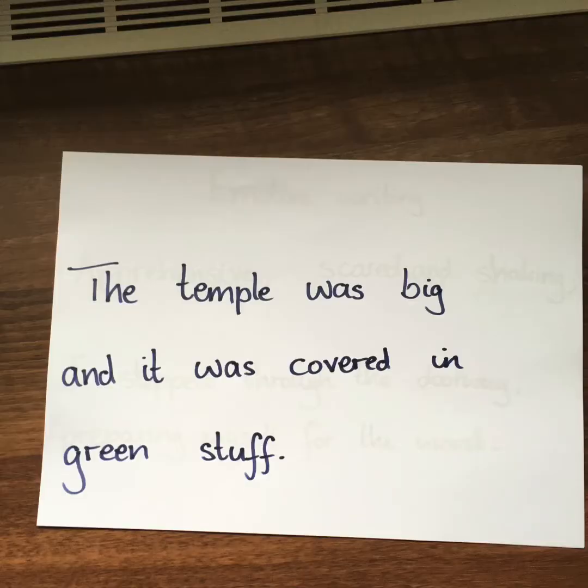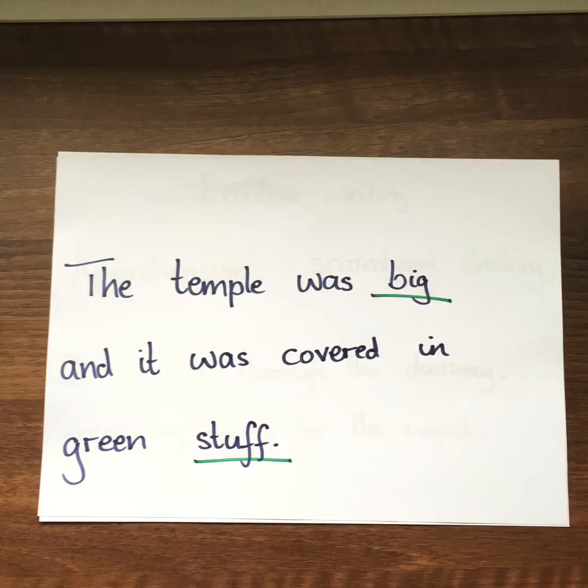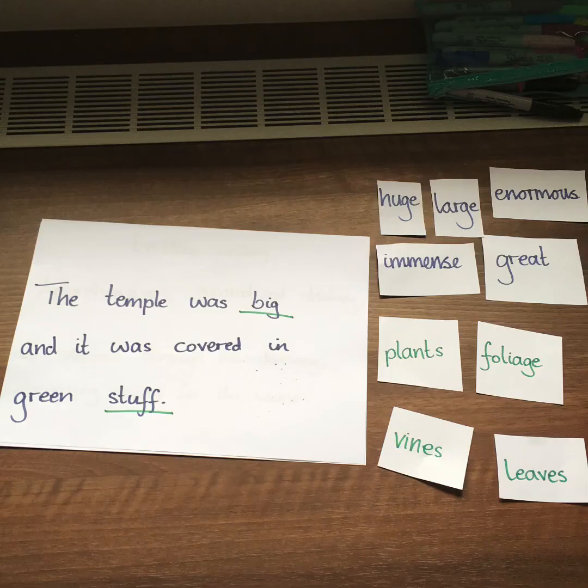Now I've got a sixth sentence. The temple was big and it was covered in green stuff. Big and stuff are weak words. They don't tell the reader what I need them to know. I need to think of some synonyms for big and synonyms for stuff to help this sentence to make more sense. Instead of big, I could say huge, large, enormous, immense, great. Instead of stuff, I could say plants, foliage, vines, leaves. I'm going to experiment with these words to decide which are the best ones for my sentence.